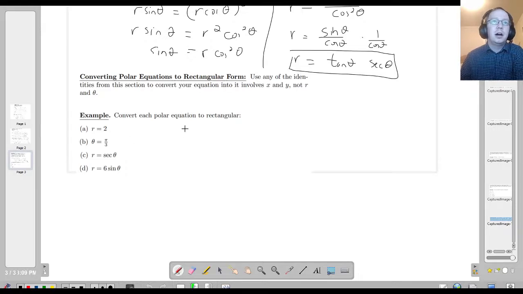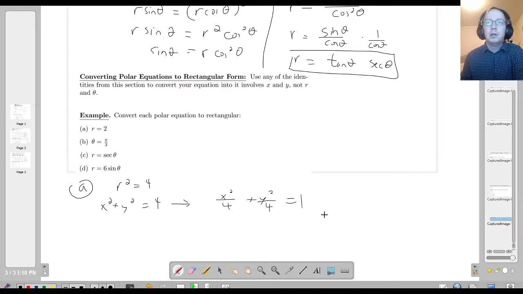Okay, so I currently have r equals 2. So that means r squared equals 4. But r squared can be rewritten as x squared plus y squared. And now I almost have the standard form equation for a conic. Let's divide everything by 4. So you could think of this as an ellipse centered at 0, 0 with a major and minor axis both of length 2, or you could just think of this as a circle of radius 2 centered at the origin.